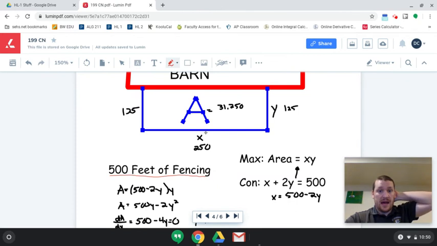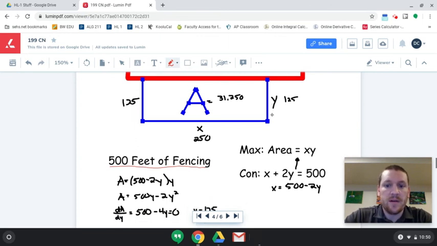We know that X plus 2Y is equal to our perimeter because we don't have to put fencing on this side over here because that's the barn. So we know what the perimeter is going to be, and we know how much fencing we have. So we know that X plus 2Y is equal to 500. So if you solve for that, you can plug it into this area equation. And so instead of X plus 2Y is equal to 500, you can make it X is equal to 500 minus 2Y, plug that into X here.